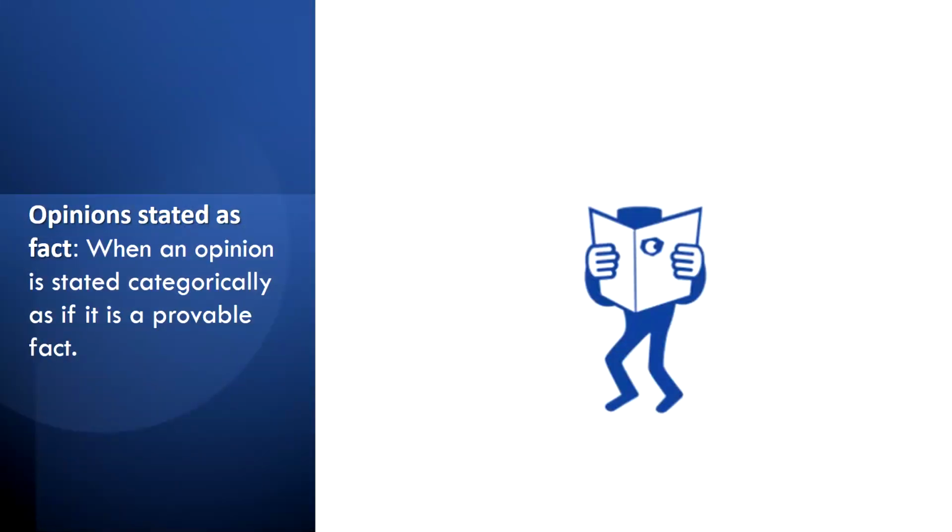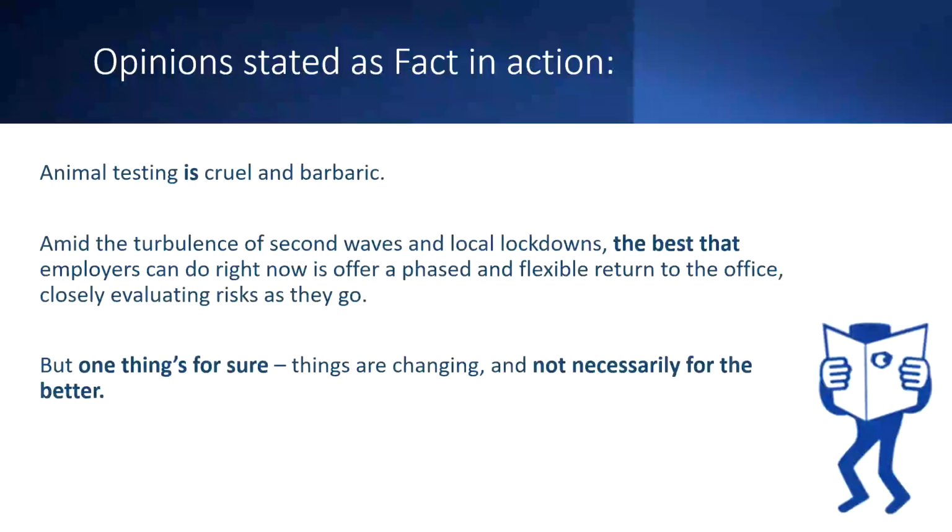What you need to be aware of, though, is that some writers, and you in your writing will need to try this out, give opinions as if they're actually facts. It's a very clever technique when we're trying to persuade people. So when an opinion is stated categorically as if it's a provable fact, then we can call that an opinion stated as a fact. So in these three examples, hopefully you can see how this works.